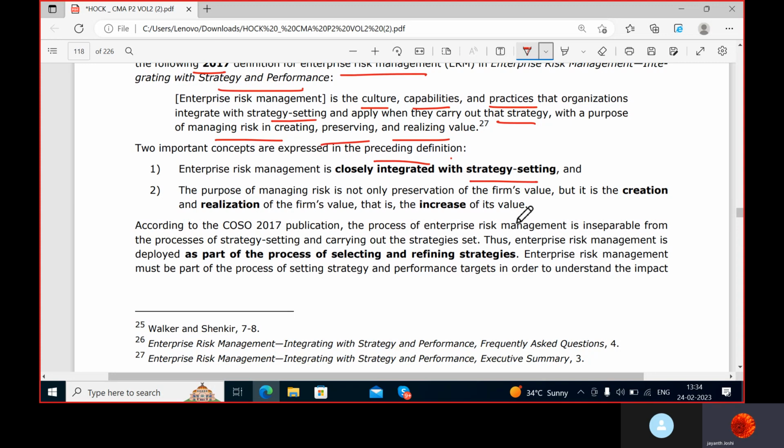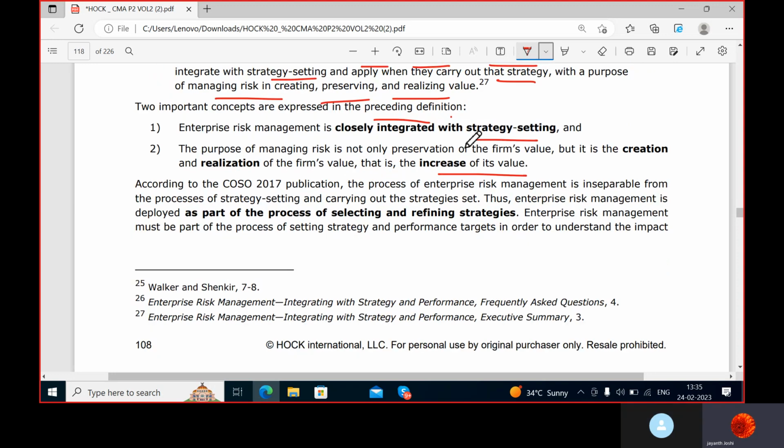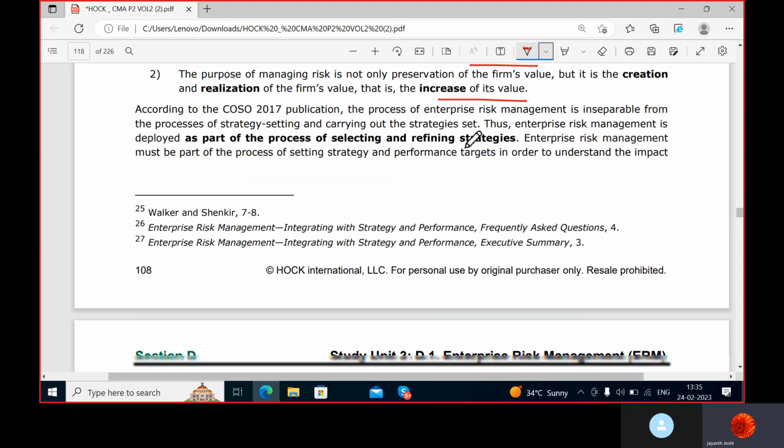The purpose of managing risk is not only preservation of the firm's value, but the creation and realization of the firm's value. That is the increase of its value. That means it's not only that we want to preserve or maintain the value the firm right now has, but we want to create and realize the firm's value. We should do value creation. That means we should try to increase the value of the firm by minimizing the risks. For that the strategies have to be set.